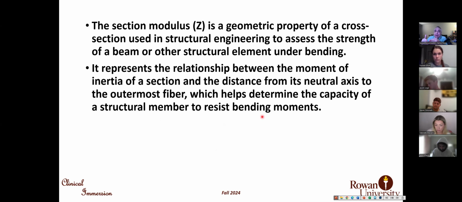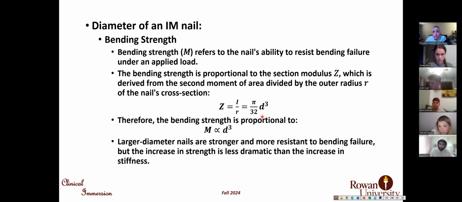and the distance that this inertia is applied from the central axis. So it shows you the distance from the central axis, from the point that the inertia is applied, and the amount of this inertia. So the relationship between distance and the amount of inertia is called section modulus, and it is proportional to the third power of diameter.